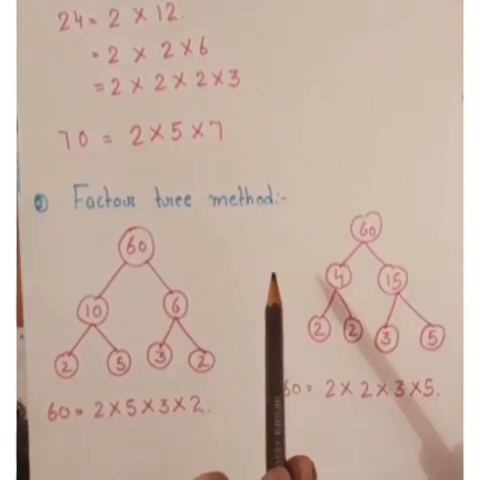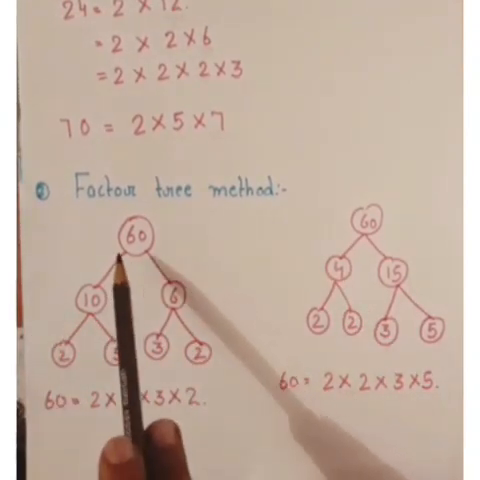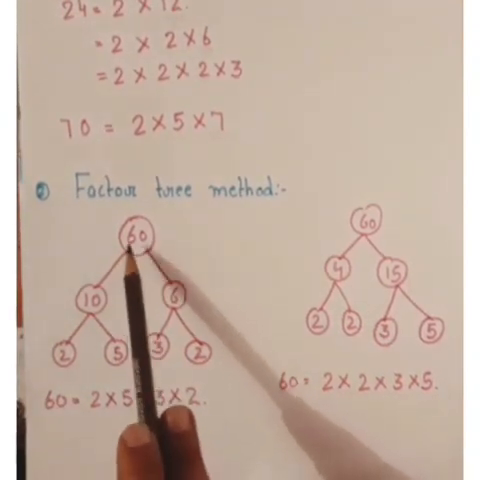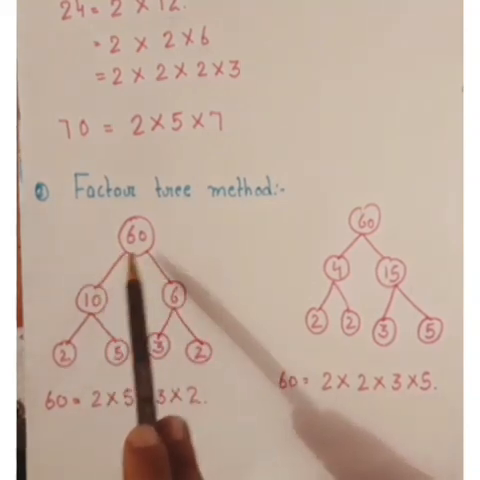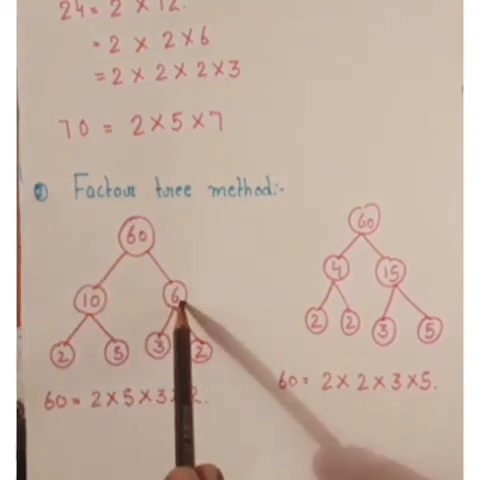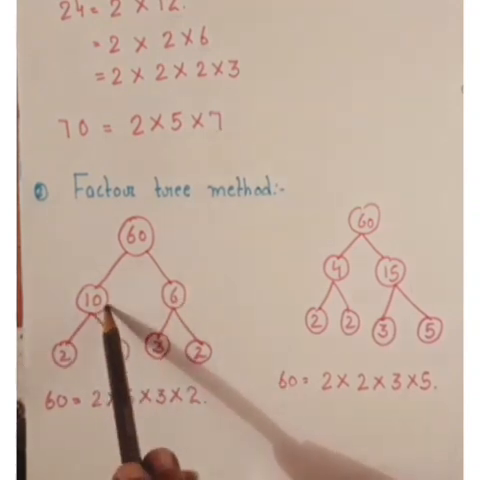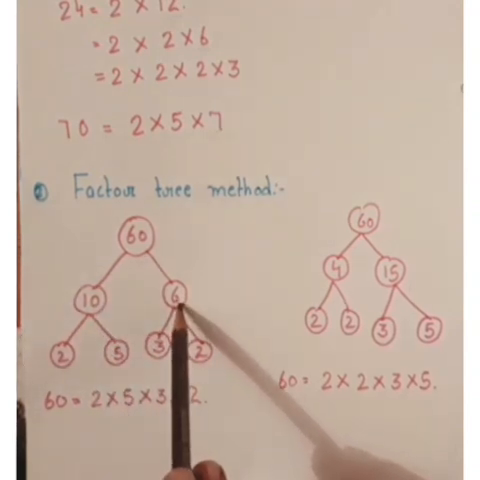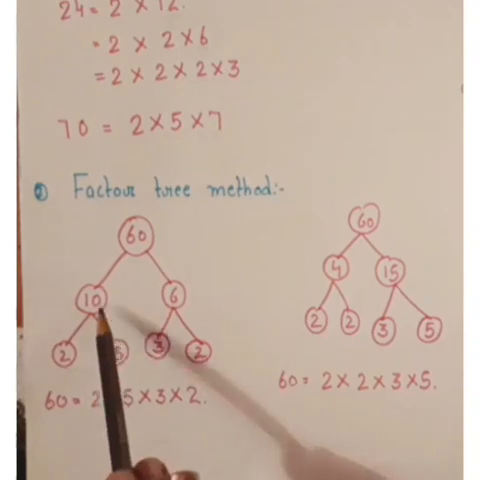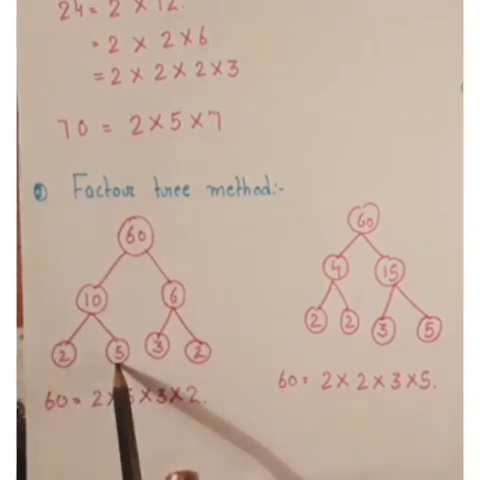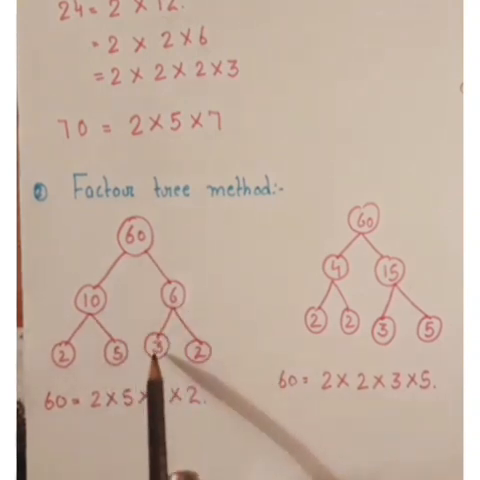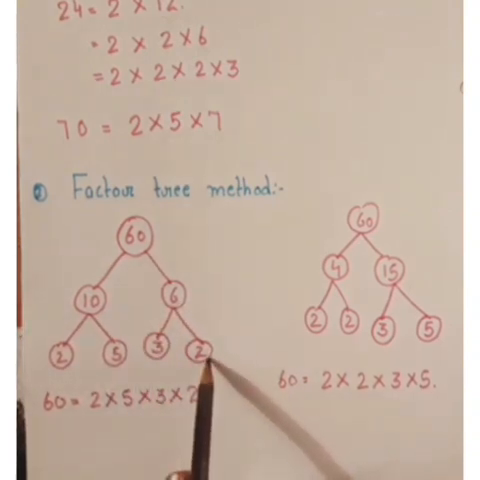Now what you have to do in this factor tree method, I have taken one example of 60. You can break 60 as 10 6s are 60. Okay. So I have broken this 60 as 10 6s are 60. Now neither 10 nor 6 is a prime number. It means I have to break this 10 also and this 6 also. So I have broken this 10 as 2 5s are 10 and this 6 as 3 2s are 6.